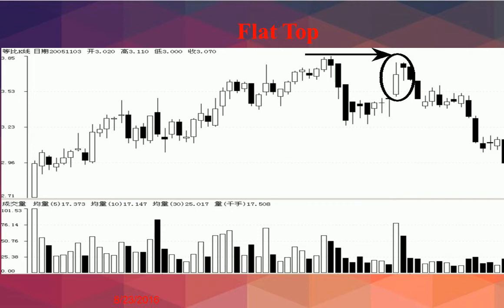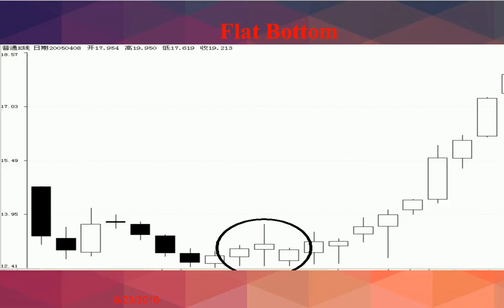Then we can see the next one is the flat bottom. For the flat bottom, we can see this is a low point, right? Because this candlestick is lower than the previous two, and lower than the next two. So this one is the low point. Then you can see the price starts to correct and touches this previous low point. So here is the flat bottom, okay?